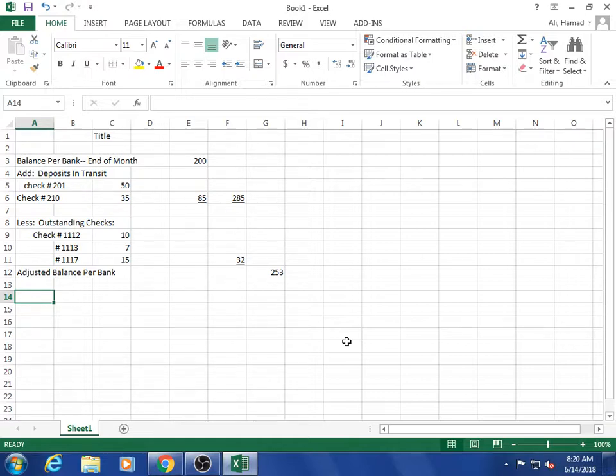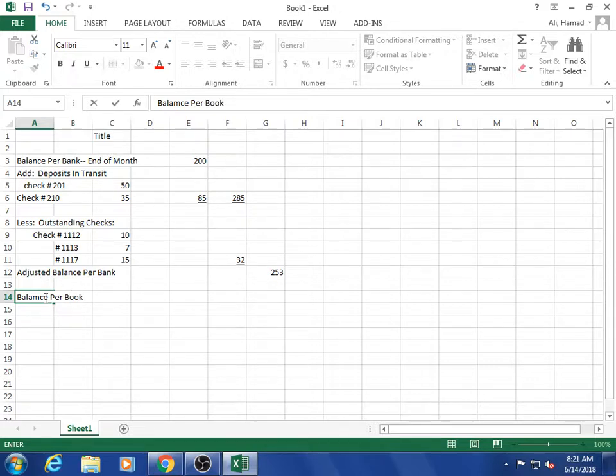Now we're going to do the second section of the bank reconciliation. This is the first section, the section for the bank. Now we're going to do a section for the books. You're going to first put your balance per book.